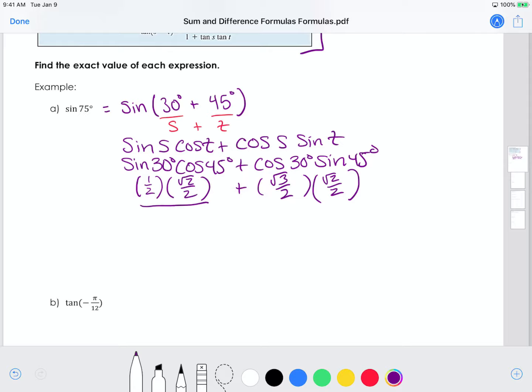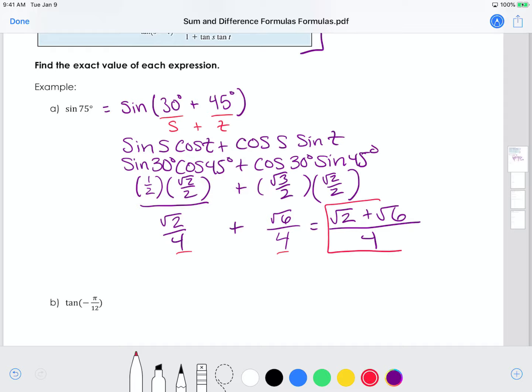When I multiply 1/2 times the square root of 2 over 2, I get the square root of 2 over 4, plus, and when I multiply the square root of 3 times the square root of 2, I get the square root of 6 over 4. And then because these are already common denominators, I can combine them without having to do anything else. And I get the square root of 2 plus the square root of 6 all over 4. So this is the exact value of the sine of 75 degrees.